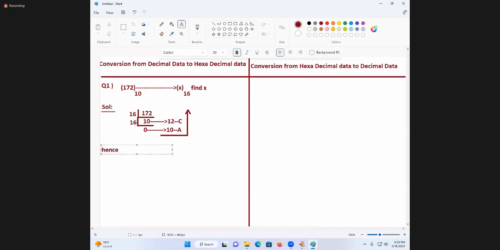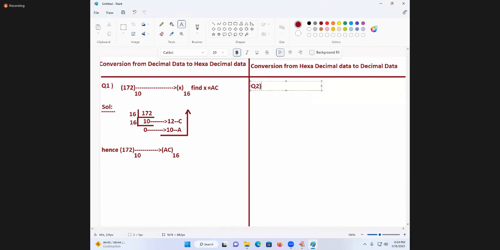Hence, what I am writing is 172 is converted into AC. This AC is in hexadecimal format. So this is base 10 and this is base 16. The value of x is AC. You can take either small ac or capital AC. It doesn't make any difference in the hexadecimal format.